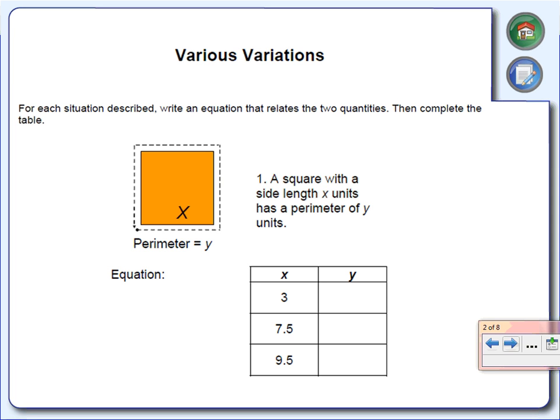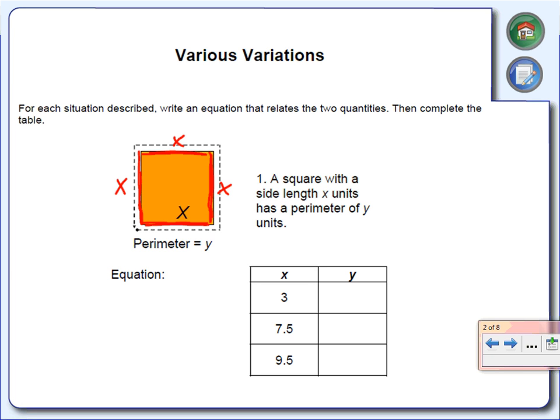Well, first of all, how do you find the perimeter of any shape? Add it all together. Add what together? All the sides, okay? Now remember, we are talking about a square. So this right here is x. What are all the other sides? They're also x. So all of these are x's.